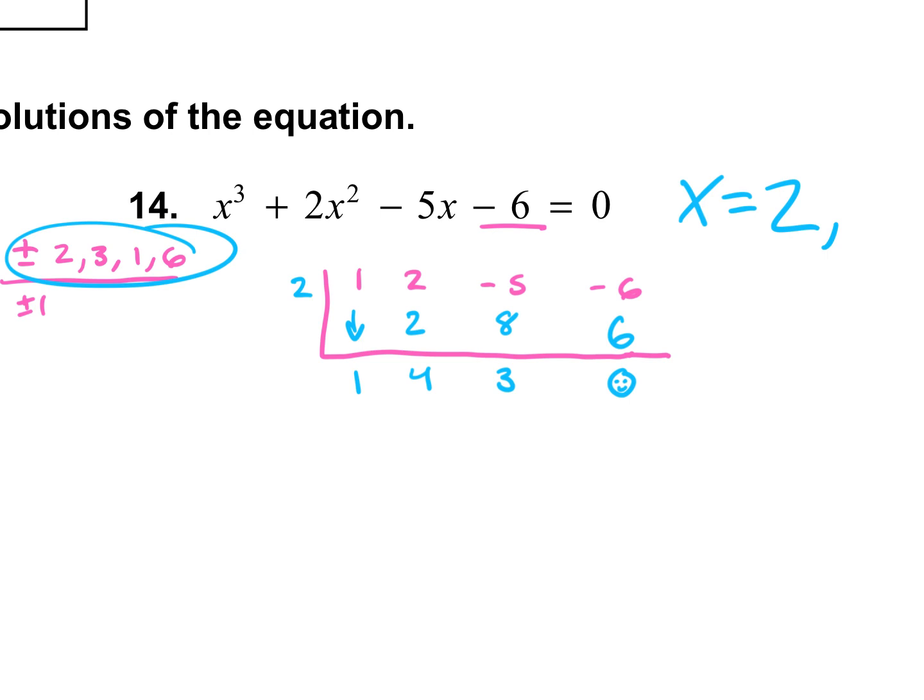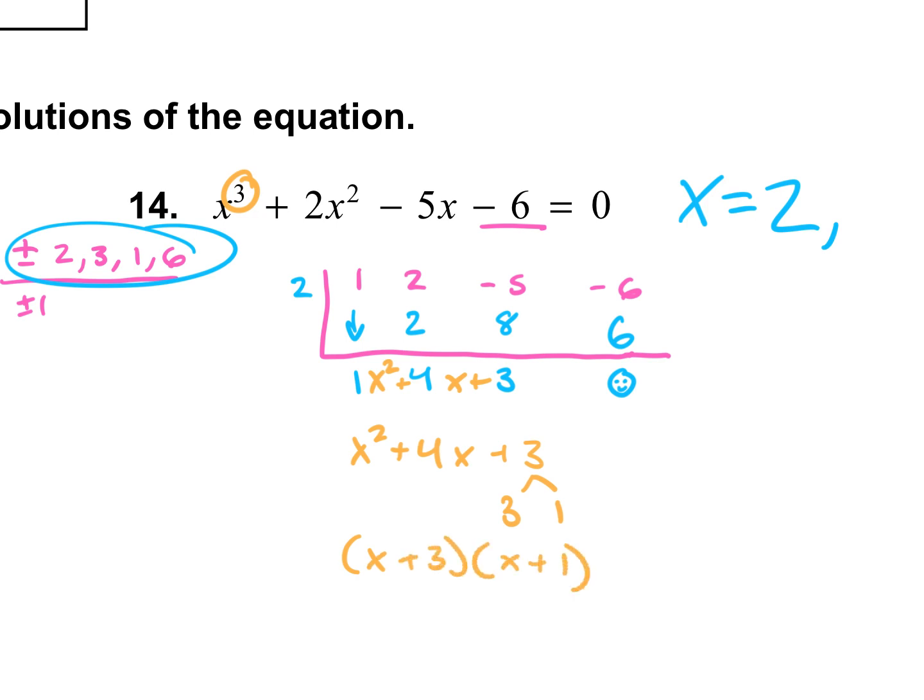Anybody remember? Factor. Since we started with x to the 3rd power, our answer here is now going to be x squared plus 4x plus 3. So we have x squared plus 4x plus 3. What are 2 factors of 3 that add to 4? 3 and 1. So this would be x plus 3 and x plus 1.